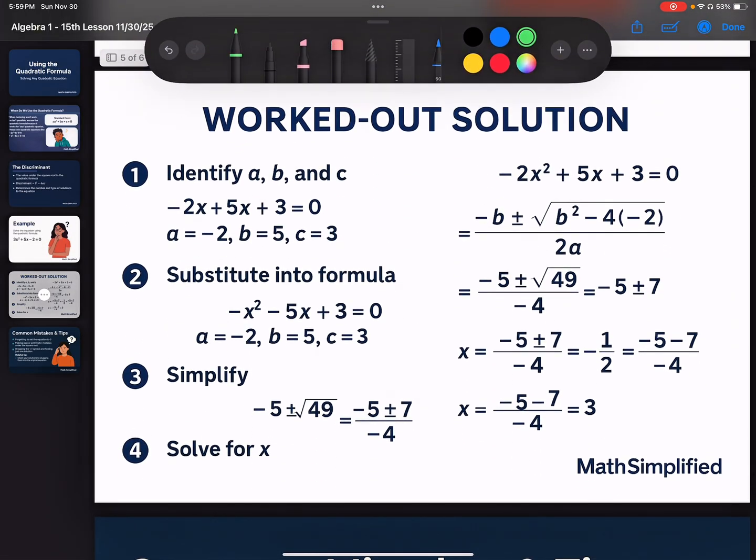So here we have a worked out solution. You notice that here we have a, which is -2, then 5 is the middle, so it'll be b, and then c equals 3. Okay, so using the quadratic formula, we use the formula and everything. And then afterwards, our solution could either be this one or this one.